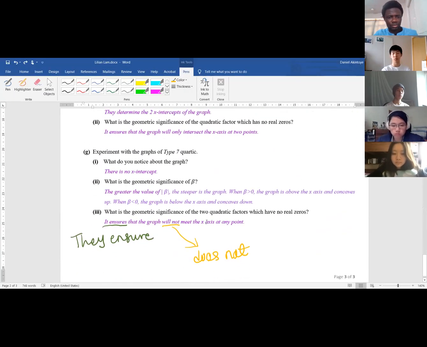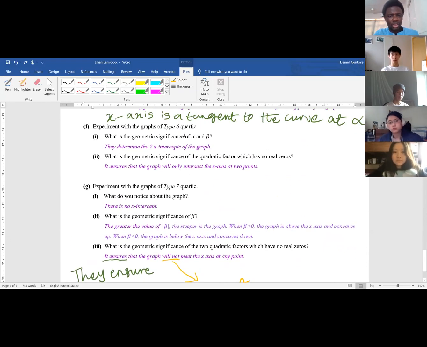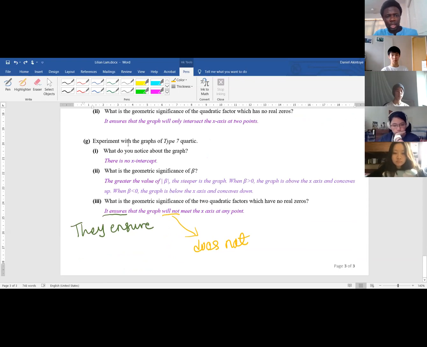So for this one, type 6 is this one. Alpha and beta, those are the 2 linear factors. They are the intercepts. The quadratic ensures that the graph intersects only at 2 points. It ensures that it doesn't touch anywhere else. Here, there are no intercepts. That's what you notice. What is the significance of beta?